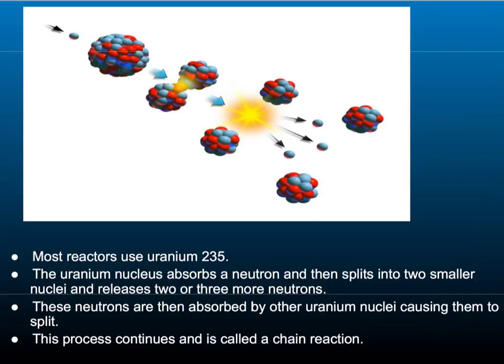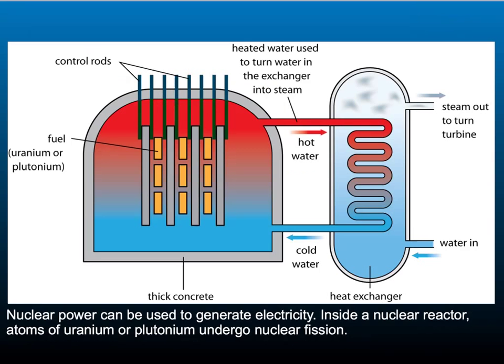The most popular fuel for reactors is uranium-235. The uranium nucleus absorbs a neutron and splits into two smaller nuclei. This then releases 2 or 3 more fission neutrons. They then go on to hit other uranium atoms to make them fission as well. This is called a chain reaction.